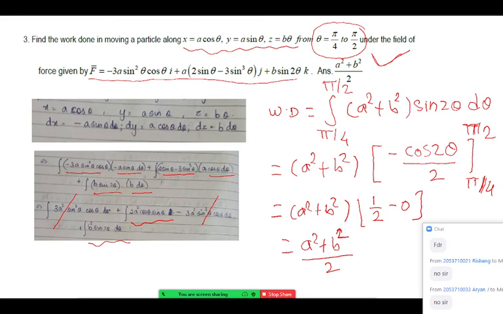So work done to move the particle along this parametric curve from pi by 4 to pi by 2 under this force F bar is a square plus b square upon 2. So that is the answer. A square plus b square upon 2. Any doubt? Anyone?